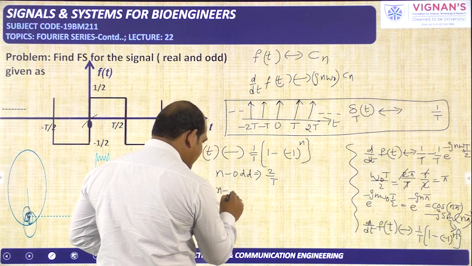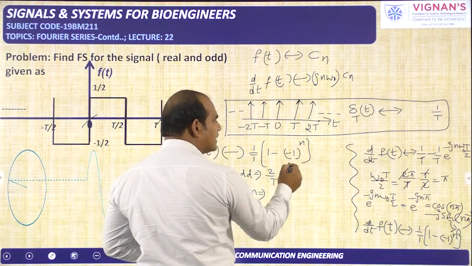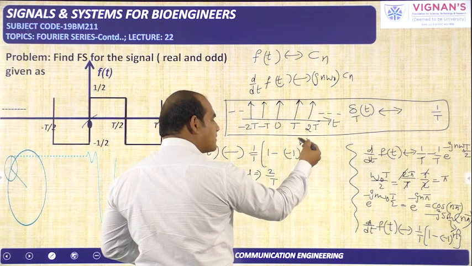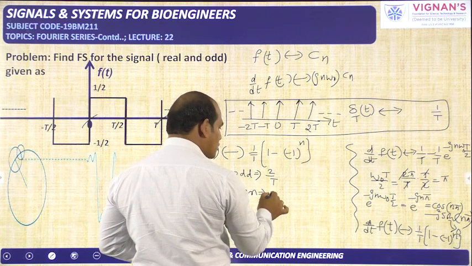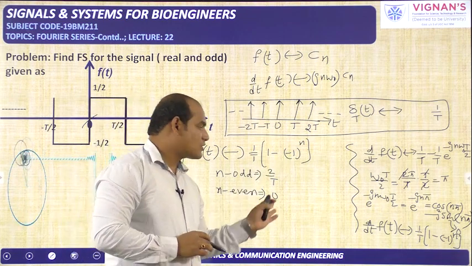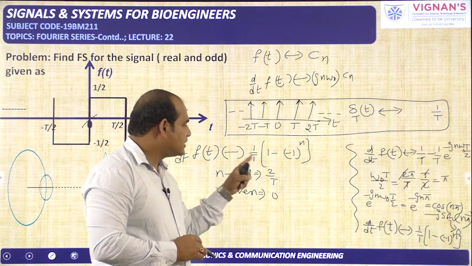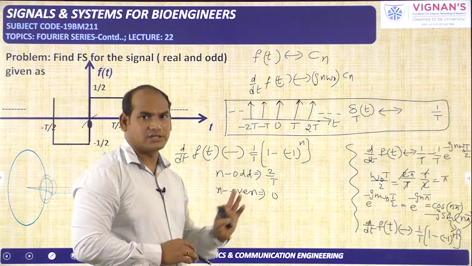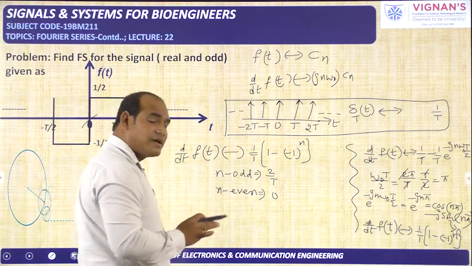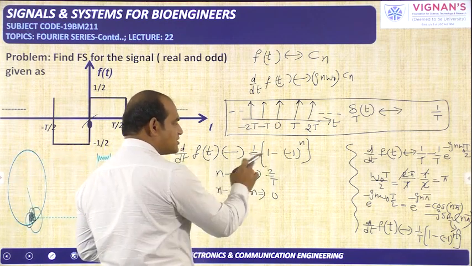If n is even, what will happen? If n is equal to 2, this minus 1 to the power of 2 will become plus 1, and 1 minus 1 will be 0. So the coefficient will become 0. If you take n equal to 4 also, the coefficient will become 0. That means the non-zero coefficient, 2 by t, you will get only whenever n is odd. For odd n, you will get this non-zero coefficient, that is 2 by t.